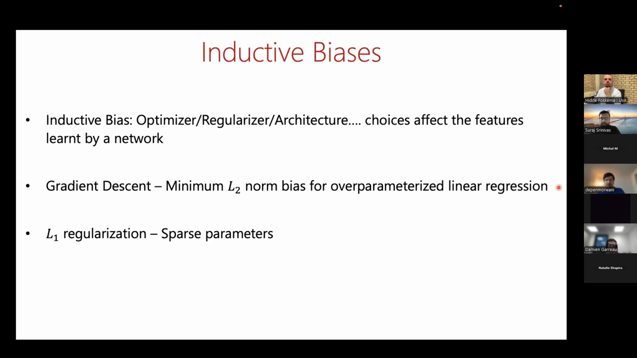Similarly, explicit L1 regularization is known to produce sparse parameters, generally in the case of linear regression. So this is the bias of an explicit regularization. Apart from this, there have also been recent works trying to study the bias of various architectures, such as LSTMs versus transformers. So these are some different biases which have been studied in the past.